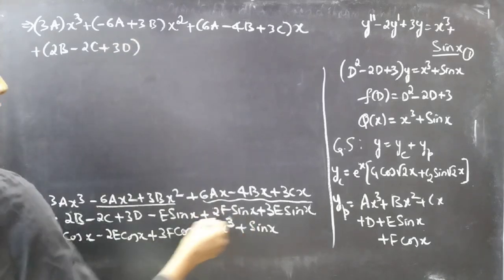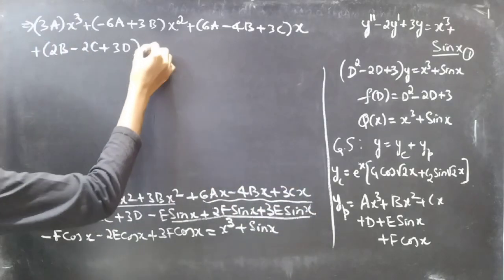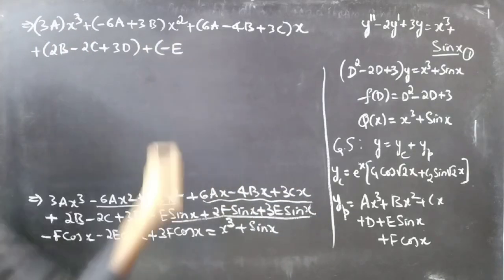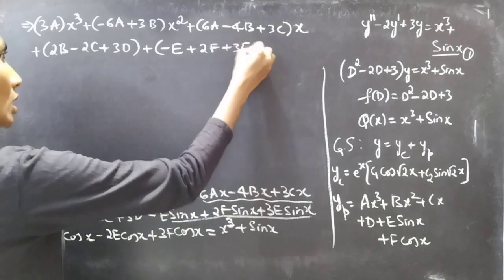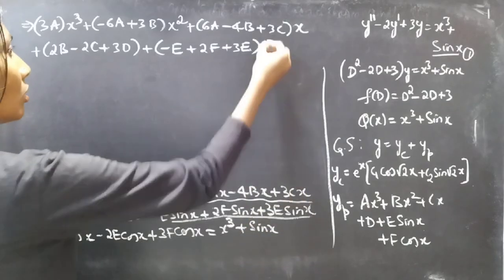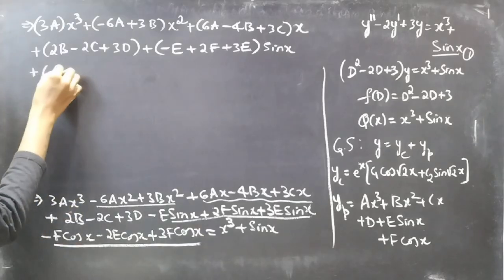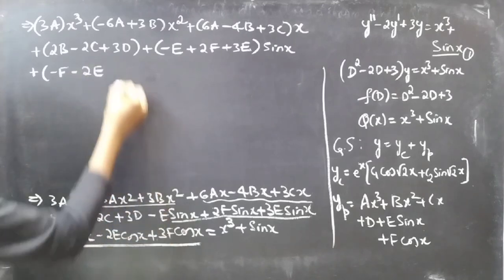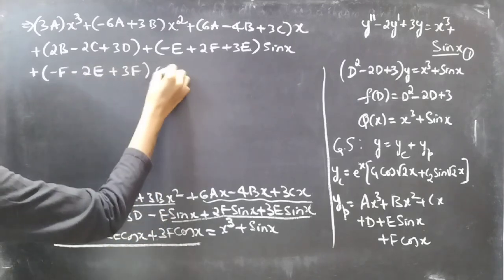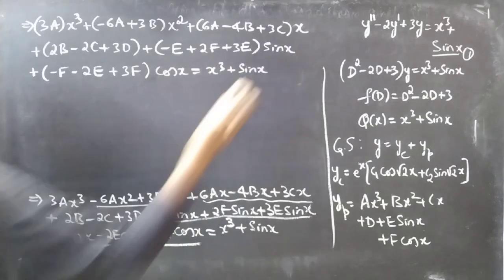Now take sin x common from these three terms: minus e plus 2f plus 3e, into sin x. Now take cos x common from these three terms: plus of minus f minus 2e plus 3f into cos x, equal to x cube plus sin x. Fine.